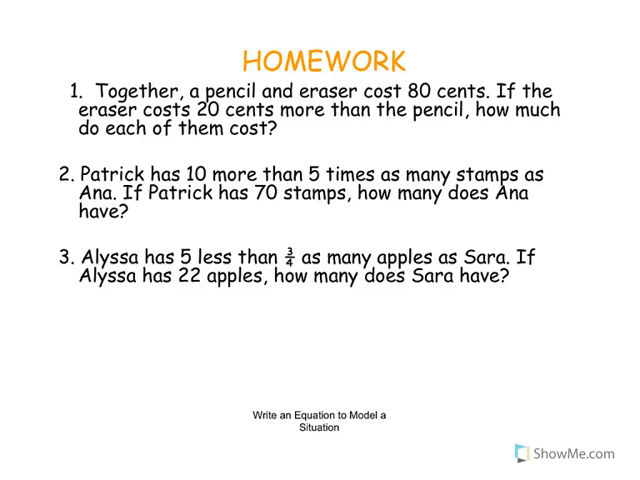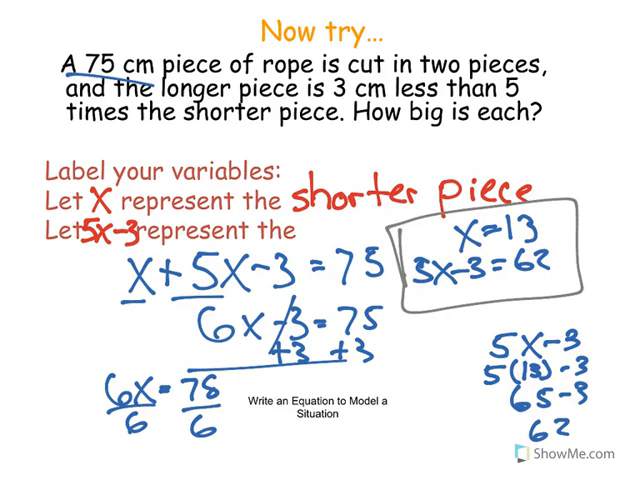So if I was doing, just to go back to the last one, you would see all the work that's there. You're not going to copy the problem, let x represent, let 5x minus 3 represent. You would solve the equation, you can box it like I did there, and then you would wrap it up by saying, the shorter piece is 13 centimeters and the longer piece is 62 centimeters.